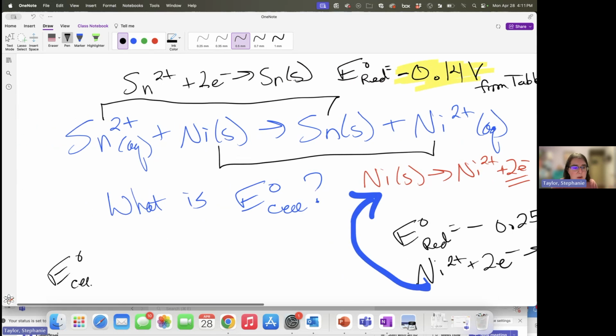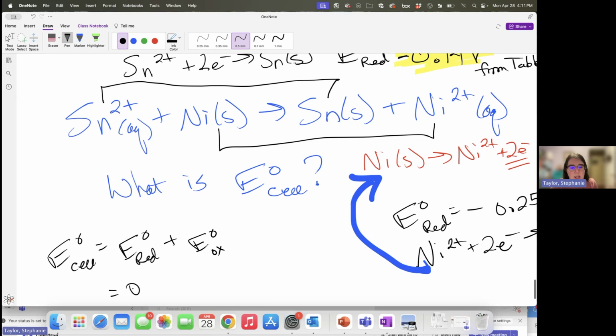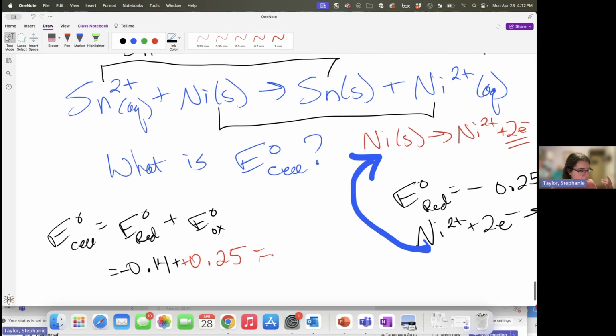So if I want to calculate standard E cell, the equation that we give y'all on that potentially useful information states that it's the reduction potential plus the oxidation potential. The reduction potential is right off of the table. The oxidation potential is the one that we solved for and is now positive. And then from there I can solve. Positive.